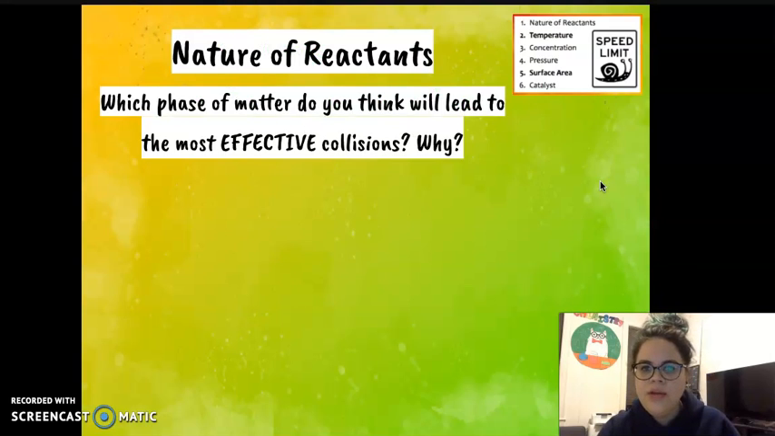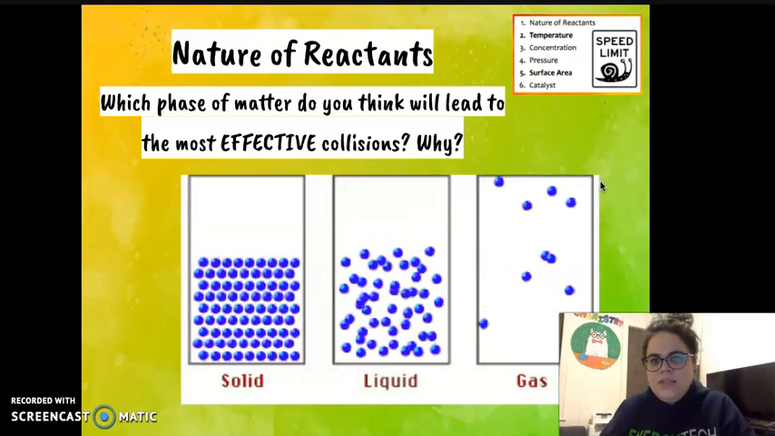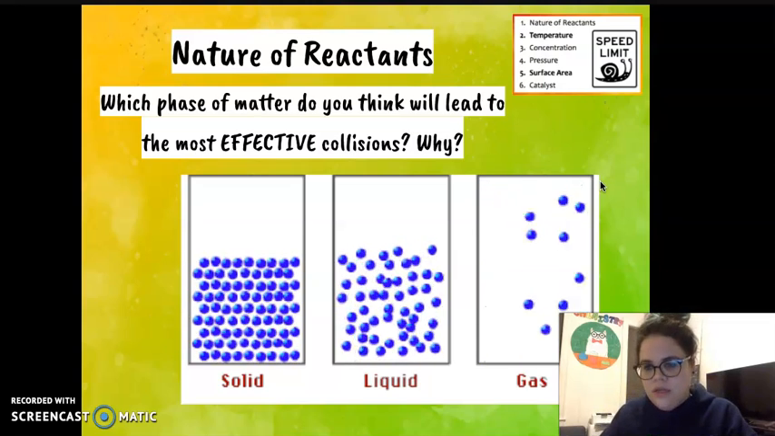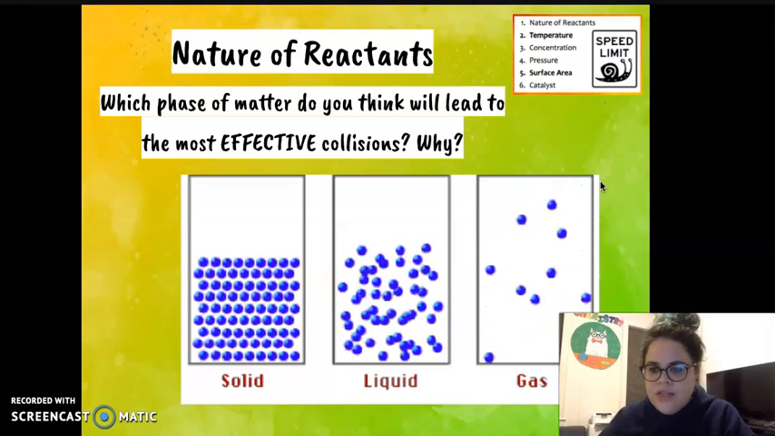When we're talking about nature of reactants, there's a few ways you can talk about this. You can talk about it in terms of what your substance actually is, whether it's reactive or not, whether or not it's an ionic bond or a covalent bond. But the biggest one that I would like you to focus on is the different phases of matter. So the question you're going to be asked is, which phase of matter do you think will lead to the most effective collisions and why? Not just general collisions, but effective collisions.